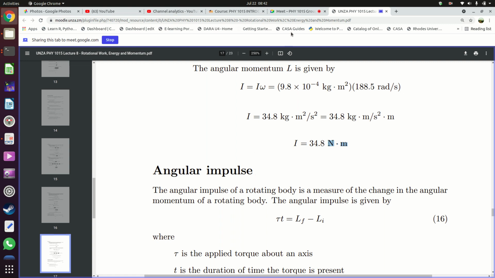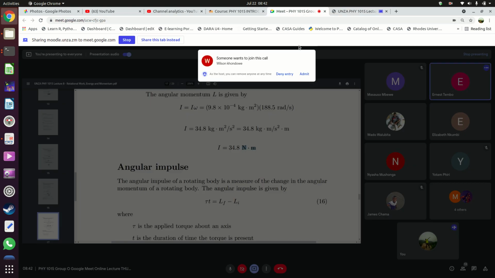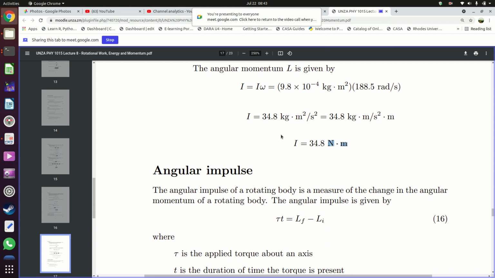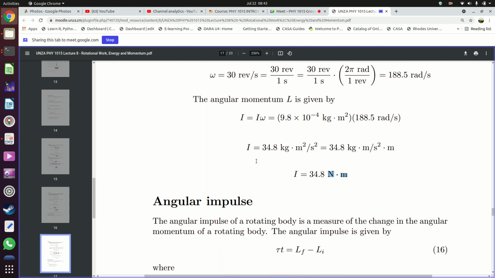Is there a question? Yes, sir. Yes. Sorry, can I take you just back for a moment? I'm quite behind on the 34.8 kg per meter per second squared. I'm confused on how it came about.